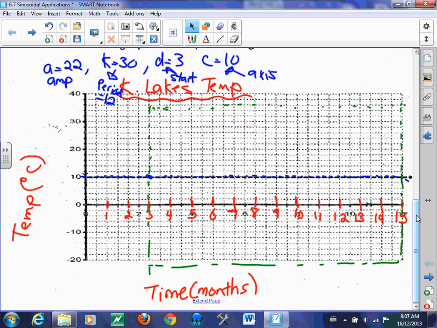So what do I know? I know that it's going to start because it's sine at the axis, and it's going to end at the axis. I also know halfway between that at 9 months, it also has to be at the axis. Now halfway between 3 months and 9 months is 6 months, and at 6 months it goes to its maximum. And our maximum, as we've already calculated up there, equals 32 degrees. So at 6 months, let's go to 32 degrees.